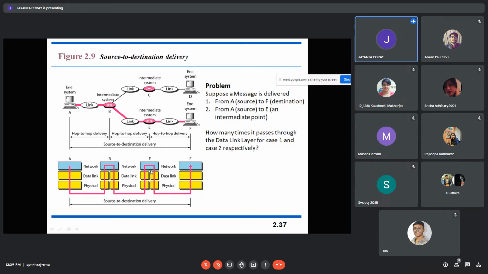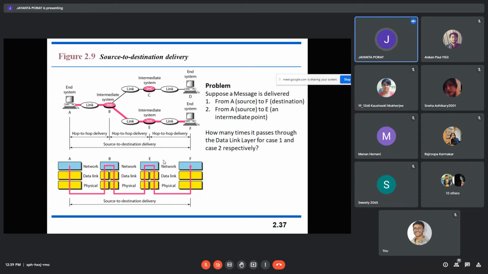Four times it passes through the data link layer, and it passes through the network layer three times. One time, two times, three times. Anyway, when it is coming to E, it is passing through the network layer one time. Okay. So when I consider the data link layer, it is an example of hop to hop delivery. When I consider the network layer, that is source to destination delivery.